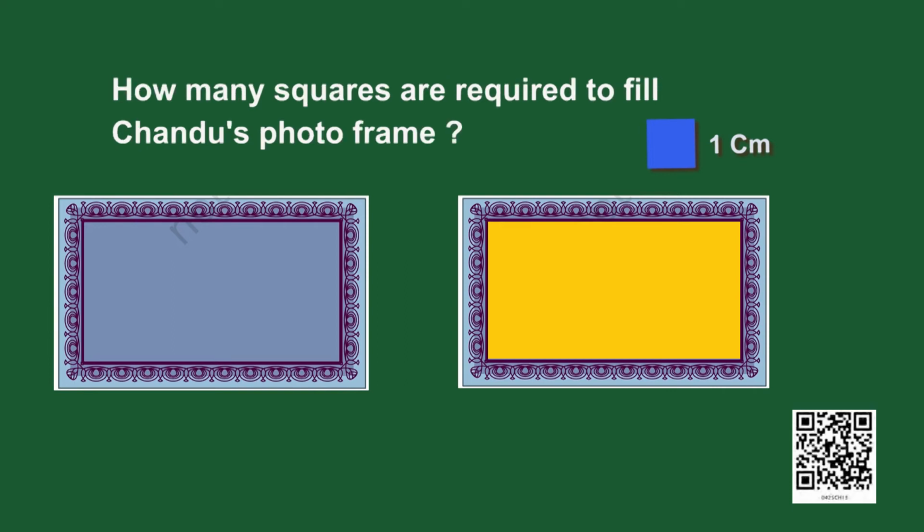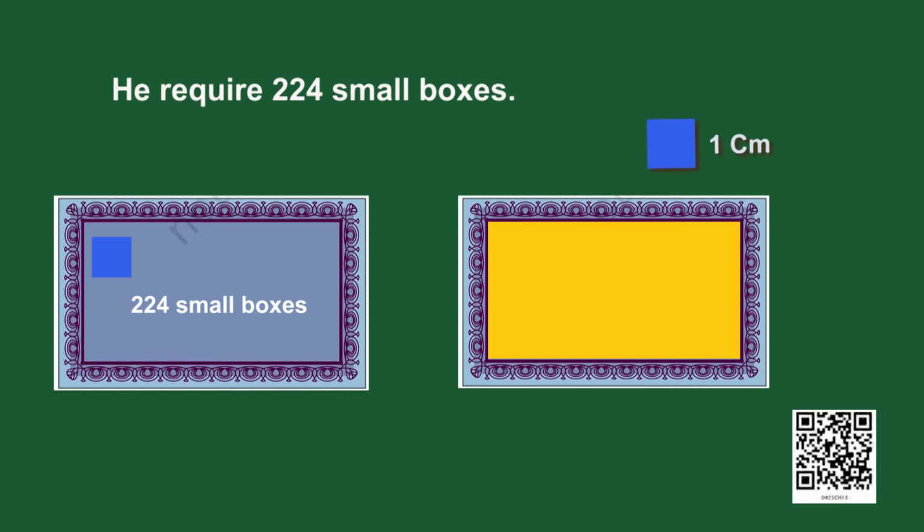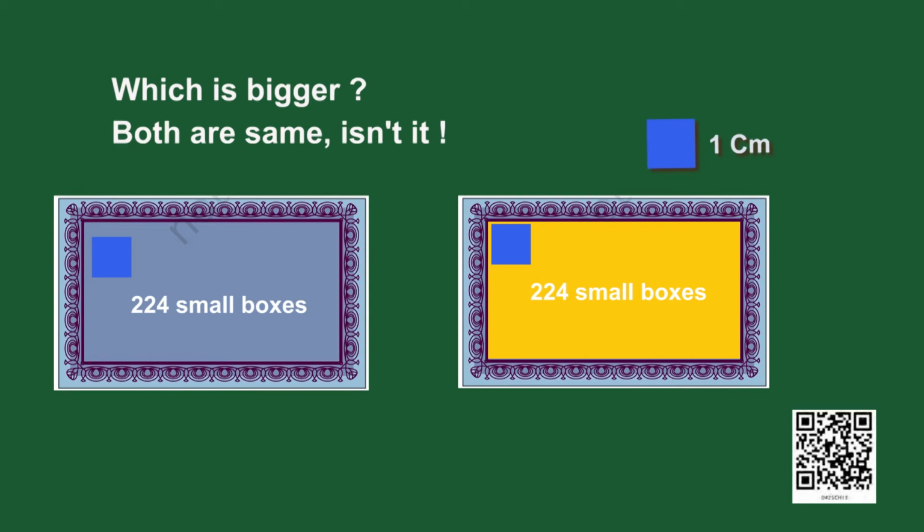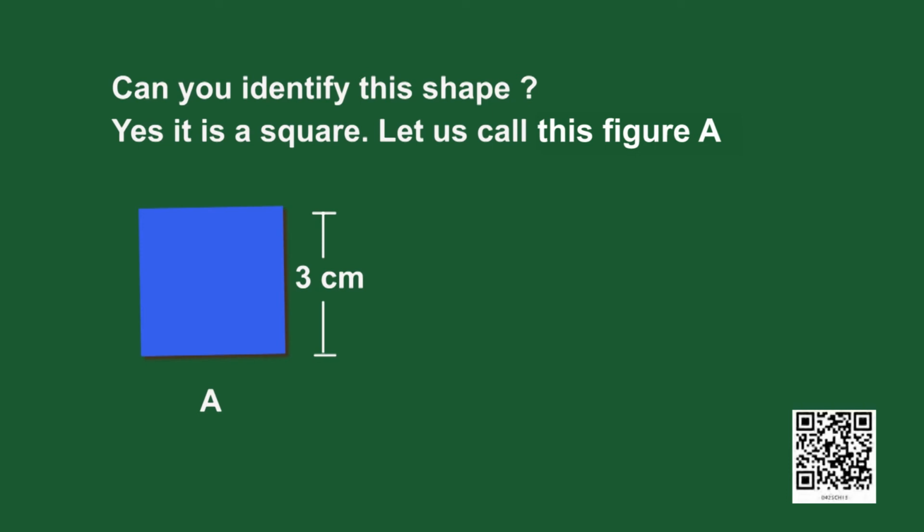How many squares are required to fill Chandu's photo frame? He requires 224 small boxes. What about Rohan's photo frame? It also requires 224 small boxes. Which is bigger? Both are the same, isn't it? Let us do one more activity.